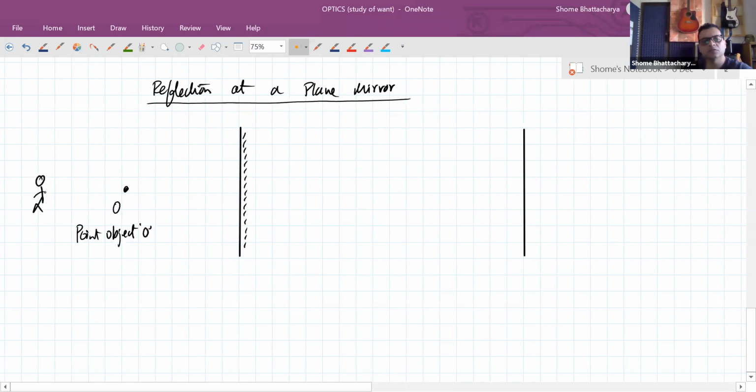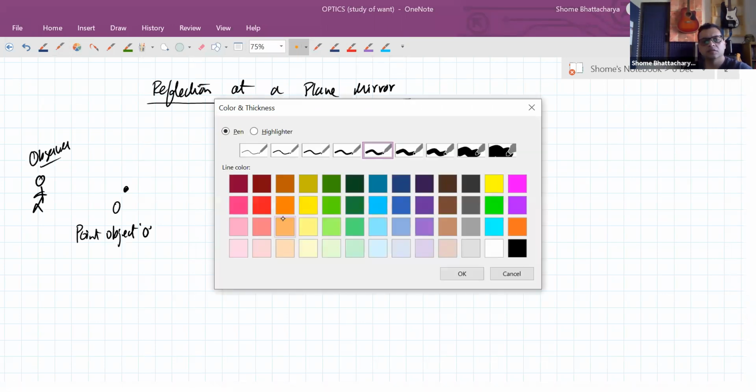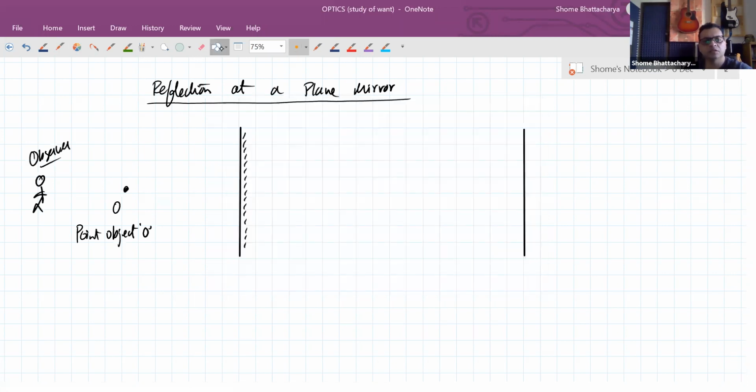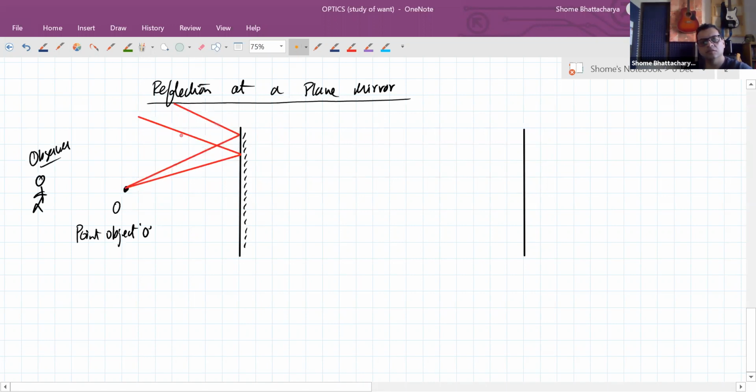and an observer who is viewing this from here, then what happens is that any set of rays which are emanating from the point object, after bouncing off the mirror, after reflecting off the mirror, they appear to be coming from a virtual point behind the mirror, which is at the same distance behind the mirror as the object is in front. So if this distance is x, this distance is also x.